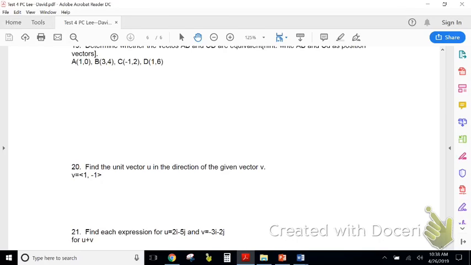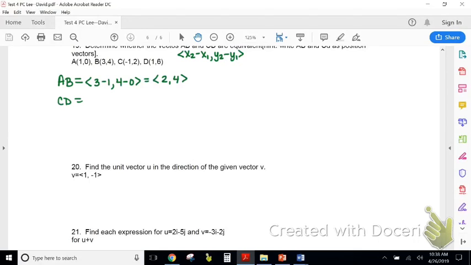Alright, so for number 19 there, it says determine whether the vectors AB and CD are equivalent. So write them as position vectors. So if we want vector AB, remember the position vector is where you take x2 minus x1, comma, the y2 minus y1. So in this case, I would take 3 minus 1, comma, 4 minus 0, and find that this is 2, 4.